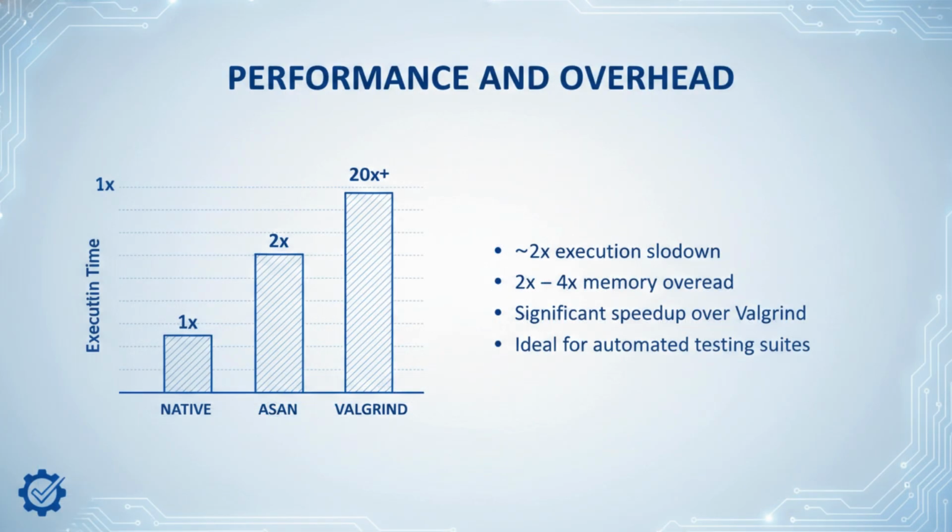While ASAN is optimized, it is not free. It typically introduces a 2x slowdown in execution speed and increases memory consumption by 2x to 4x. This is due to the shadow memory overhead and the extra instructions inserted for checking. However, compared to older tools like Valgrind, which can slow down a program by 20x or 50x, ASAN is exceptionally fast.